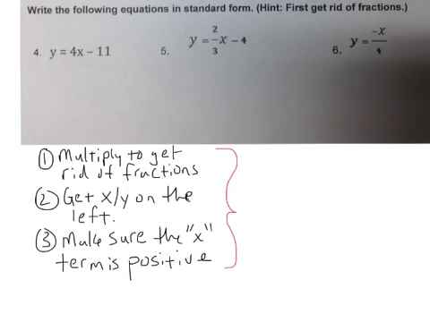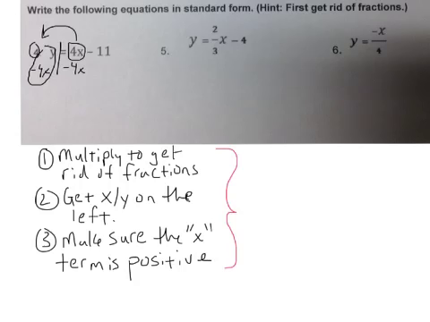Okay? So the first one here says to multiply to get rid of fractions. When we look at number 4 here, there are no fractions, so we do not have to multiply. Number 2, get x and y on the left side. So our y is already over there, so we have to move this 4x over to that side. So we basically move it across the equal sign through doing opposites. So this would be minus 4x, minus 4x. And so this side we can't combine, so we rewrite it.